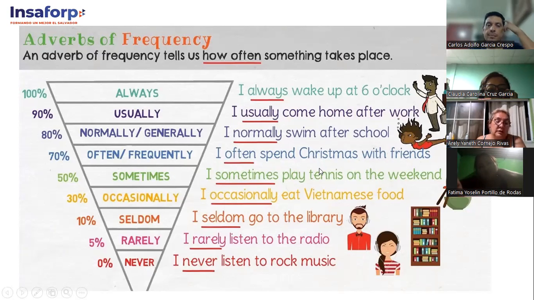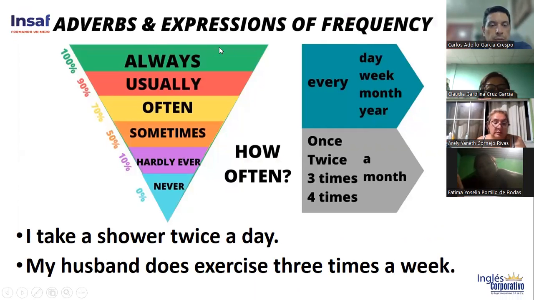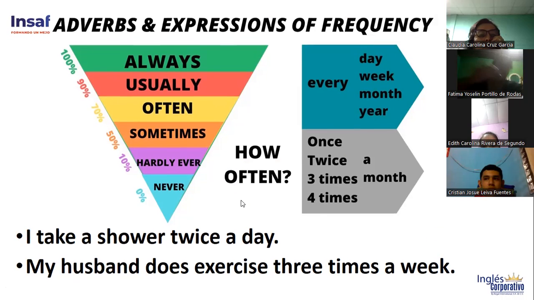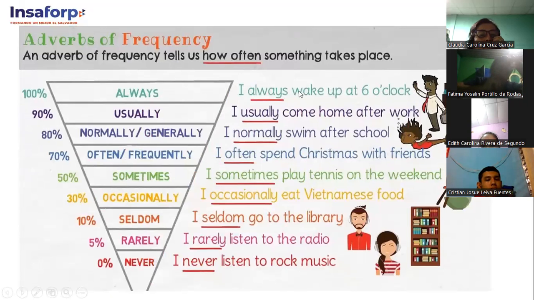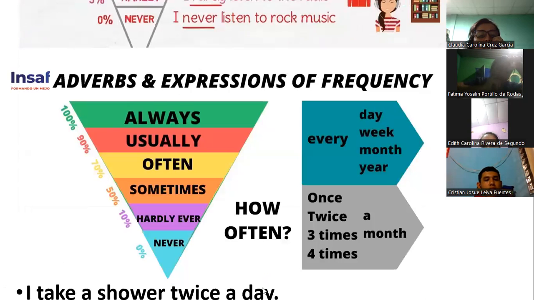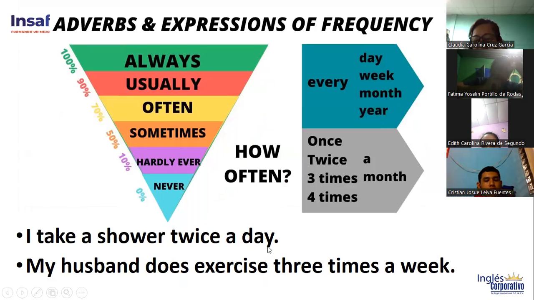Okay, in the next slide, you can see other expressions of frequency. These are called adverbs, but we also have expressions of frequency. What is the difference? Well, the adverbs of frequency go between the subject and the verb, but the expressions of frequency go at the end of the sentence, or at the beginning of the sentence.